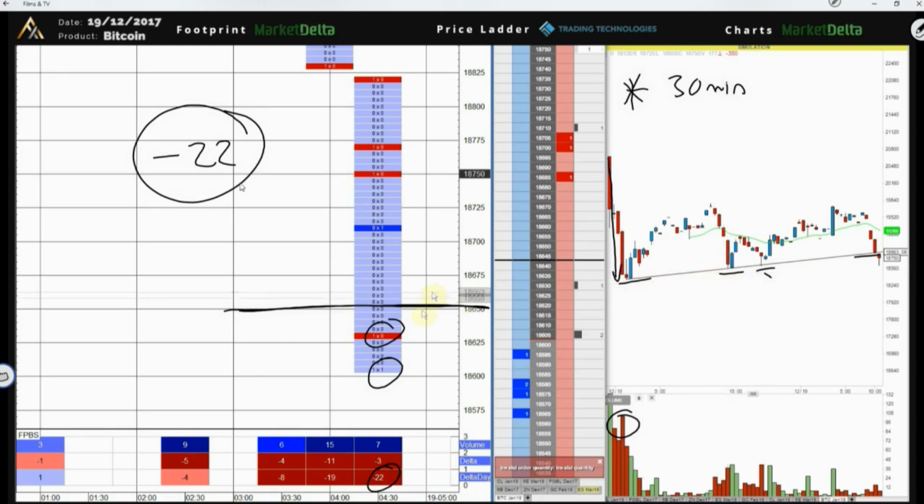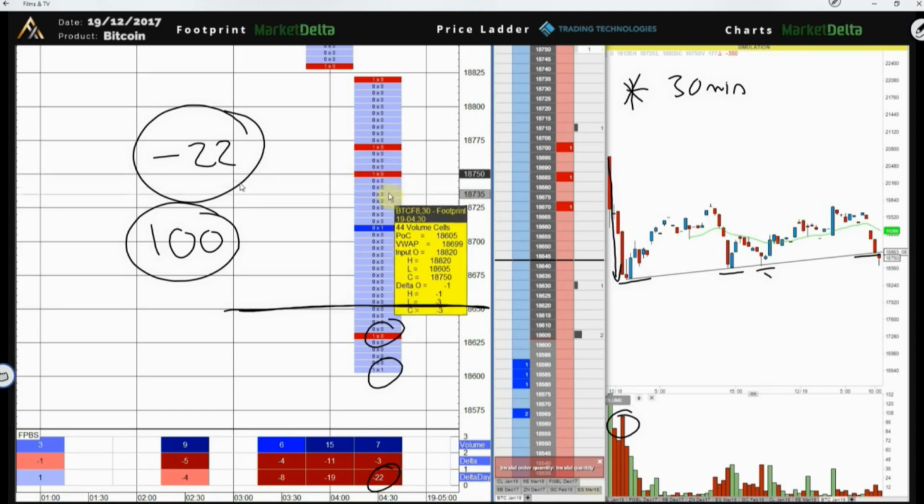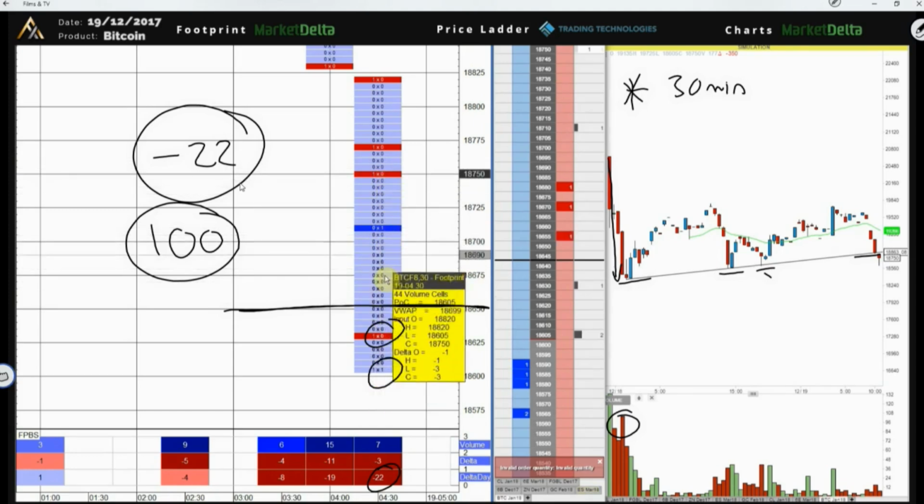Bear in mind that on the day, at this point in time, we'd probably only done about 100 contracts. So to put things into perspective, we'd only done 100 contracts and the delta was negative 22. So it's a really, really large delta very early on the day. So we could see that sell side bias coming in very early on in the session. And that's what we're going to focus on.